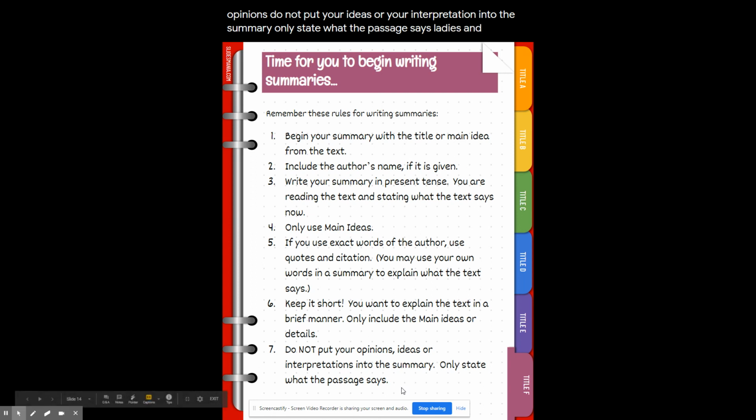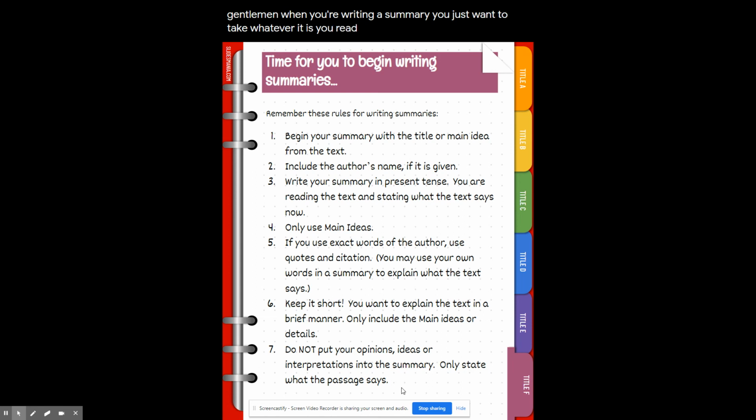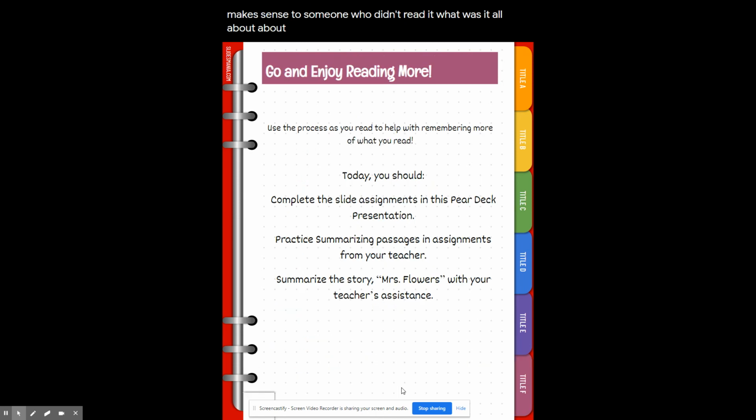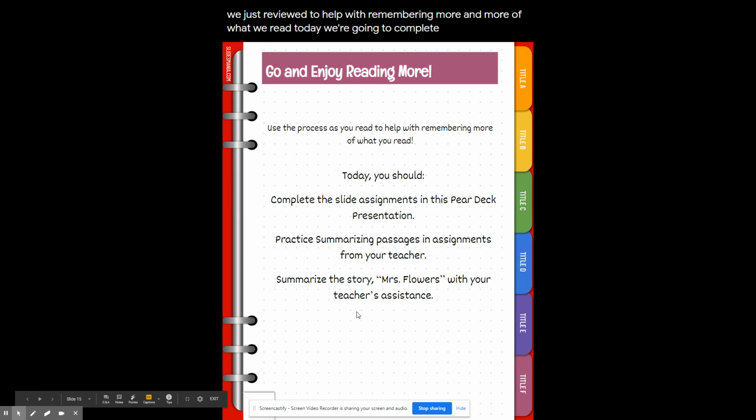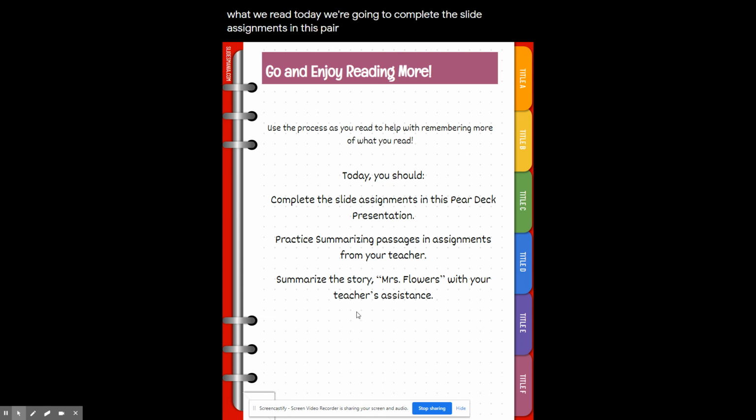Ladies and gentlemen, when you're writing a summary, you just want to take whatever it is you read and shorten it to where it just makes sense to someone who didn't read it. What was it all about? So, as we read, we're going to use those processes we just reviewed to help with remembering more and more of what we read. Today, we're going to complete the slide assignments in this PearDeck presentation.